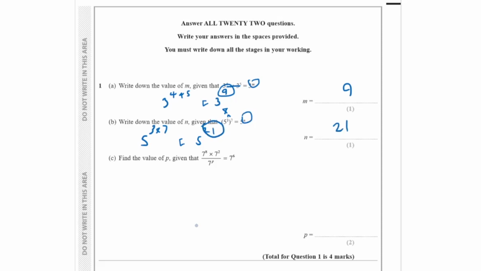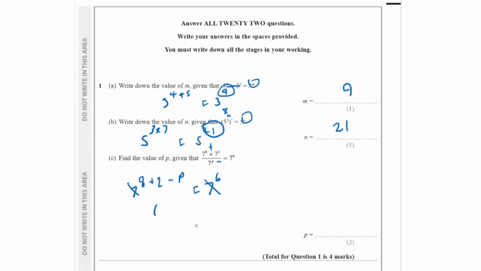Find the value of p given that 7 to the power of 8 times 7 to the power of 2 divided by 7 to the power of p is equal to 7 to the power of 6. Now, when multiplying indices, we add. When dividing indices, we subtract. So we can see here that 7 to the power of 8 times 7 to the power of 2 is simply plus 2. Divided by 7 to the power of p, so that's minus p, is equal to 7 to the power of 6. We can forget the 7 and just continue on.